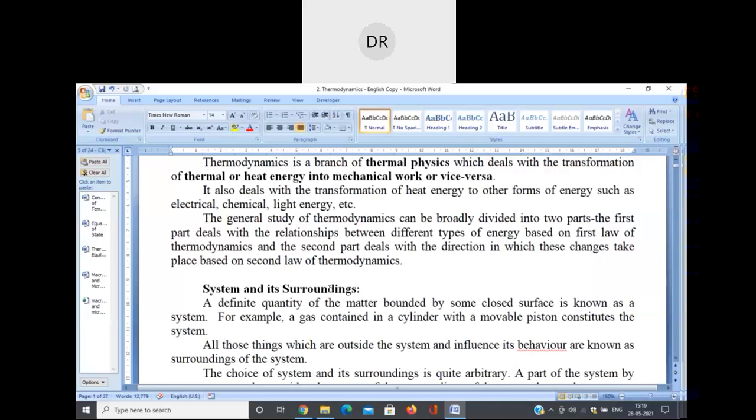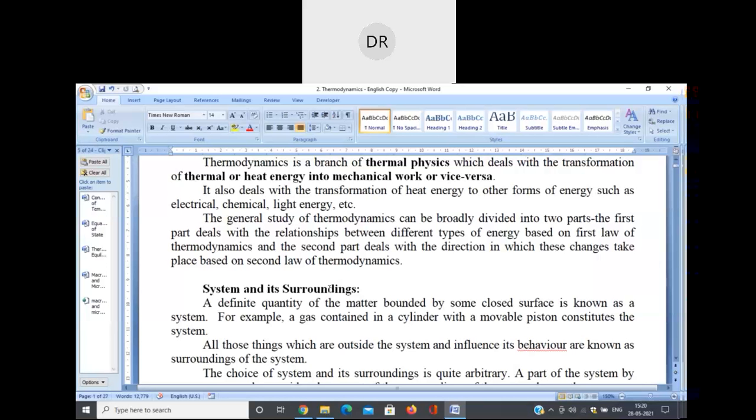Here also we have a definition about system. A definite quantity of matter bounded by some closed surface is known as a system. It means a matter or a body which responds to heat is treated as a system. So the system consists of matter and a bounded surface, or a closed surface.